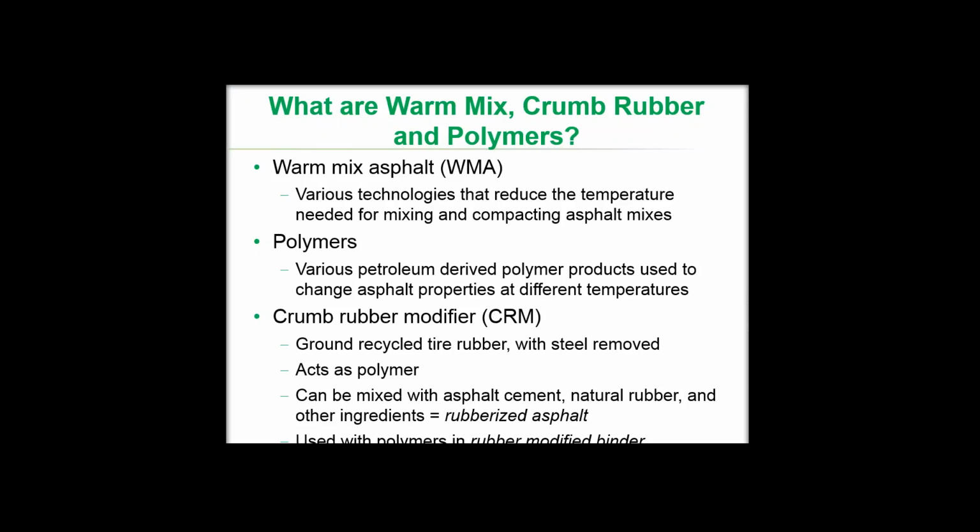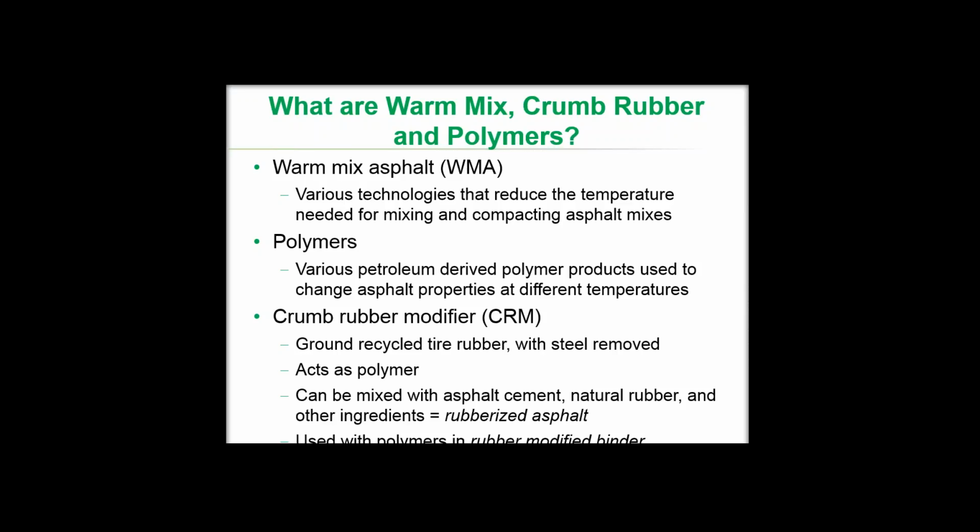Warm mix technologies can also potentially help us reduce the energy needed for mixing in the asphalt plant by reducing the temperatures we need to mix at. Polymers come from petroleum typically, although there are some other sources, and these are used to change asphalt properties, improve asphalt properties at different temperatures. They carry their own environmental impact, but if the performance benefit and the environmental benefit of improving performance is greater than the environmental impact of producing the polymer, we get a net benefit.